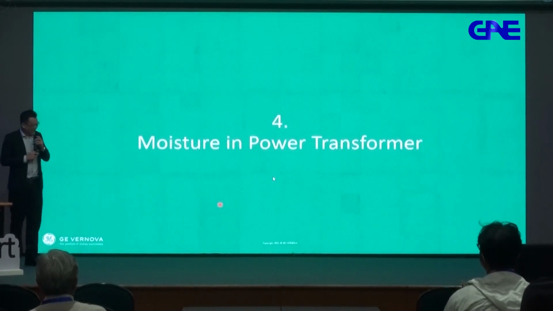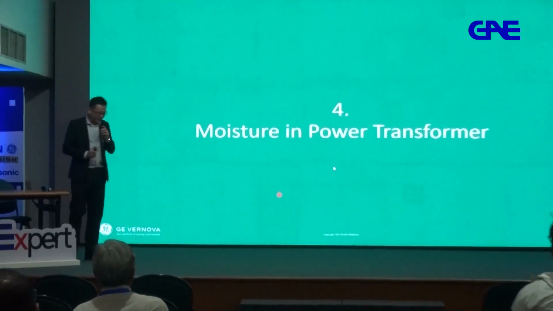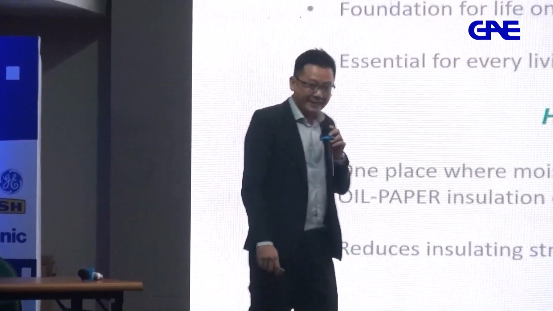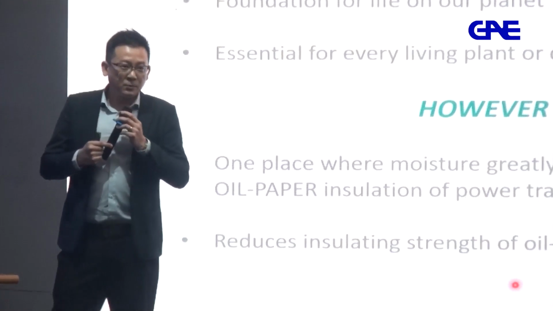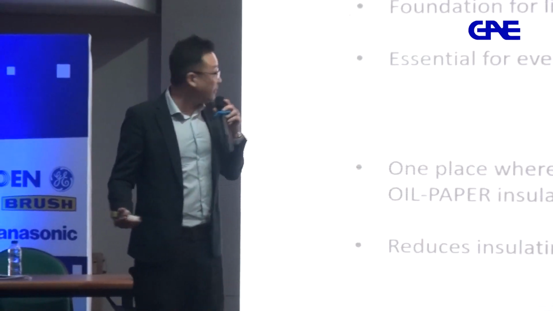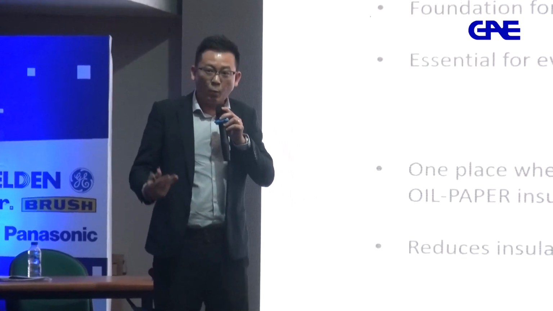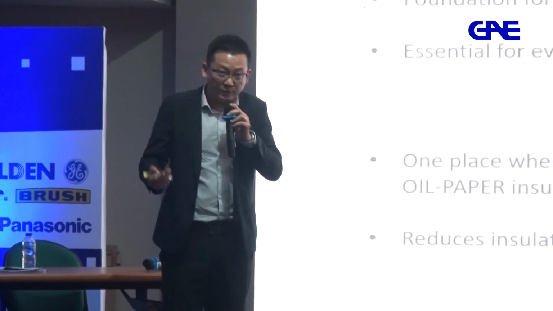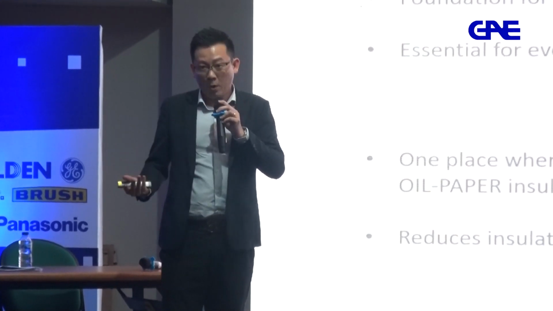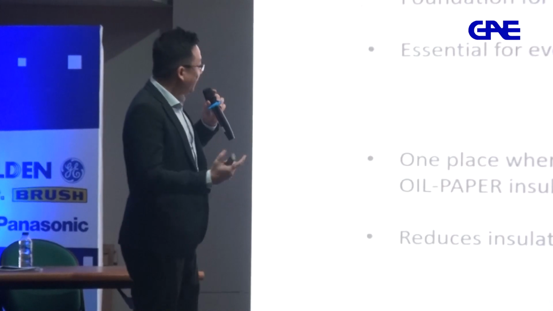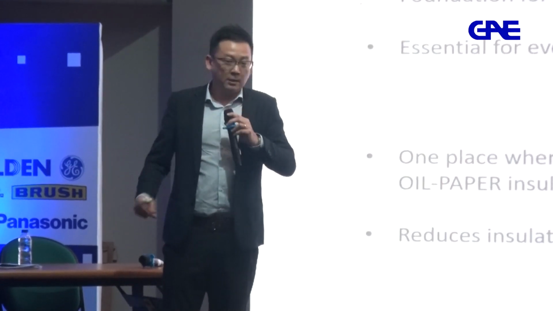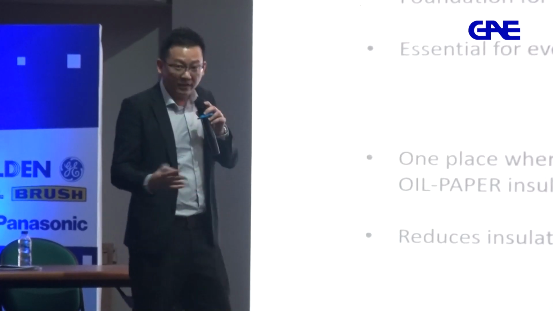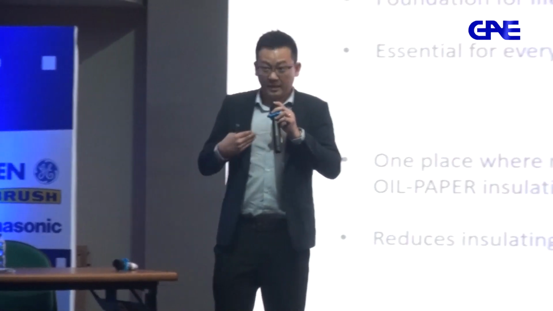Next, we talk about moisture in power transformers. What is moisture? Basically, moisture is the presence of a liquid, especially water. In chemical equations, engineering, electrical, water is H2O. It's a foundation for life on our planet. The earth itself, we need water, all this. It's essential for every living plant, creature, myself.